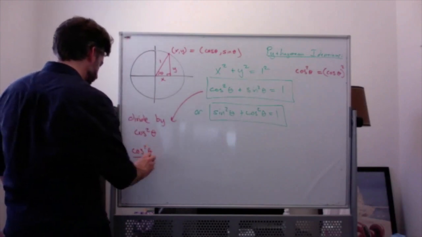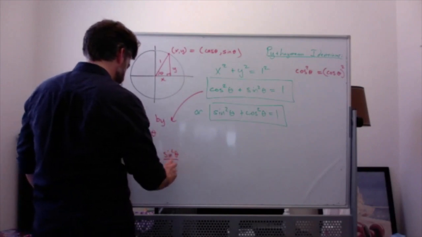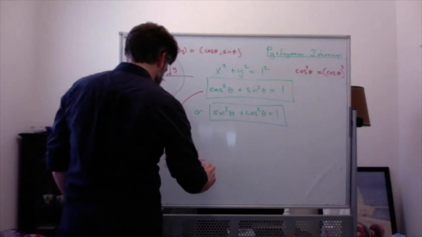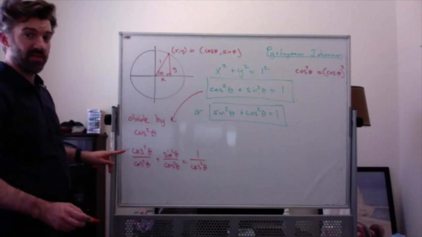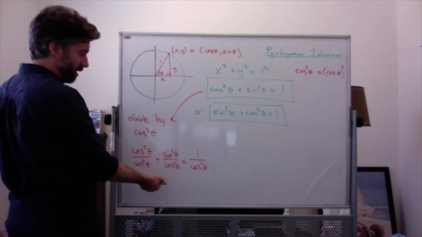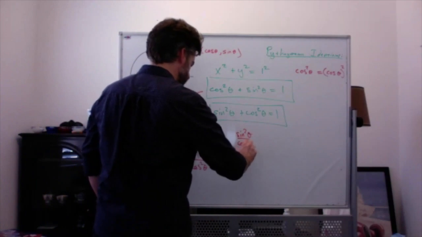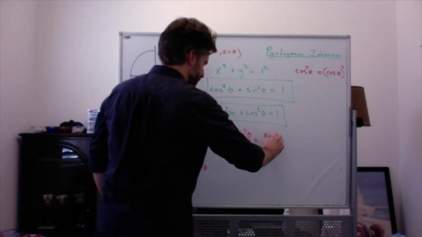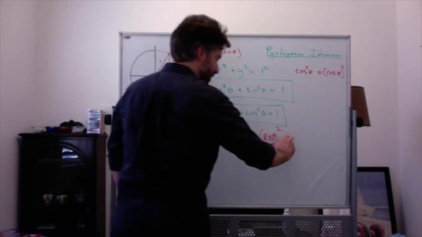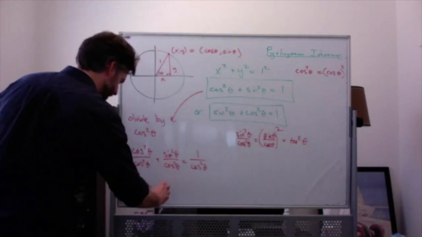Cosine squared theta divided by cosine squared theta plus sine squared theta divided by cosine squared theta equals 1 divided by cosine squared theta. Cosine squared theta divided by cosine squared theta is just 1. Sine squared over cosine squared is just sine theta over cosine theta, quantity squared, which is just tangent theta quantity squared, or tangent squared theta. So that's tangent squared theta.